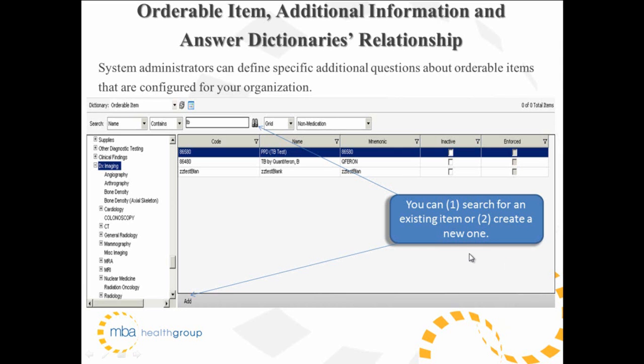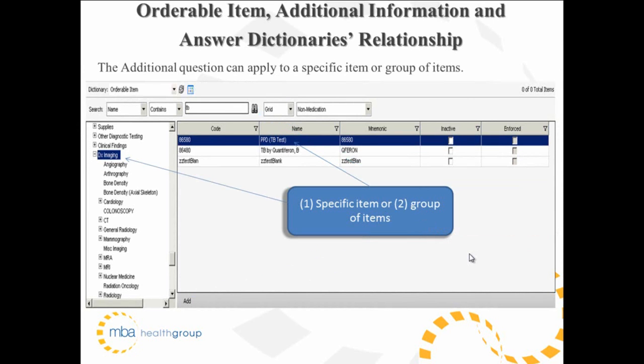This process starts from you having an orderable item in mind that you might already have in your orderable item dictionary or would like to add. As you can see here, I have a screenshot of the orderable item dictionary showing that you can search for the item or you can add a new item. The additional question can be assigned to a specific item or a group of items, which in this case is shown as the superclass of diagnostic imaging. With that said, all of the orderable items within this superclass will be assigned that additional information question.